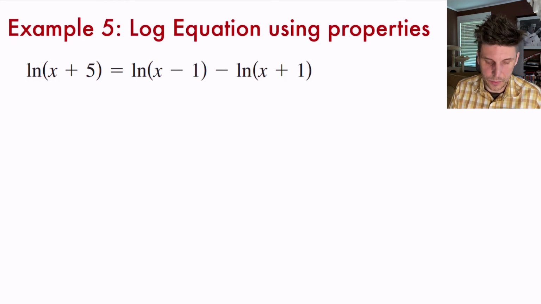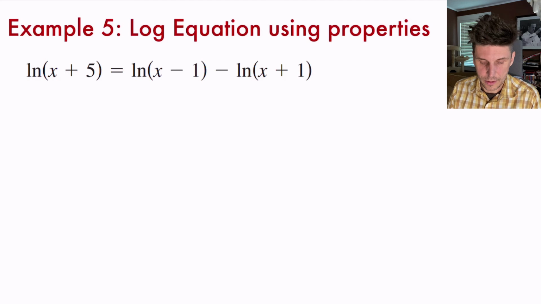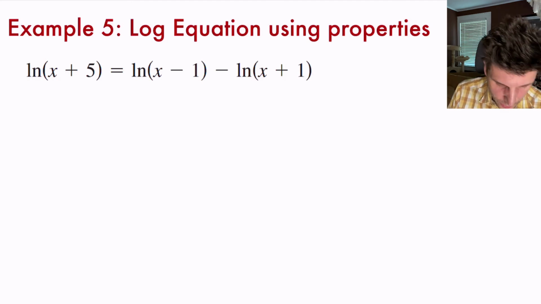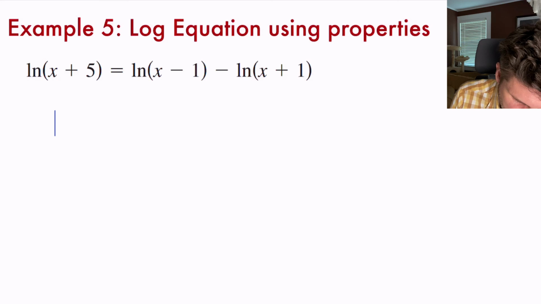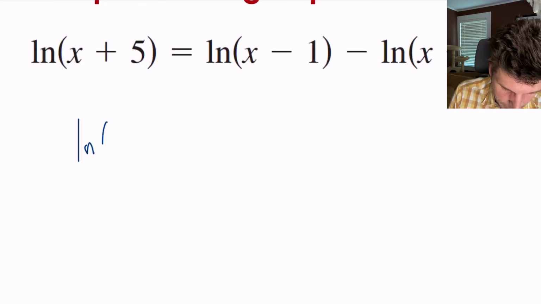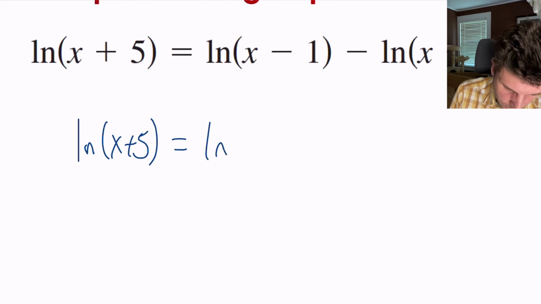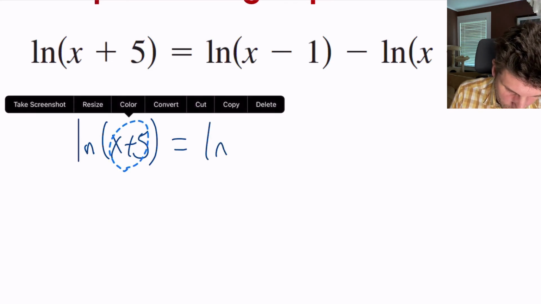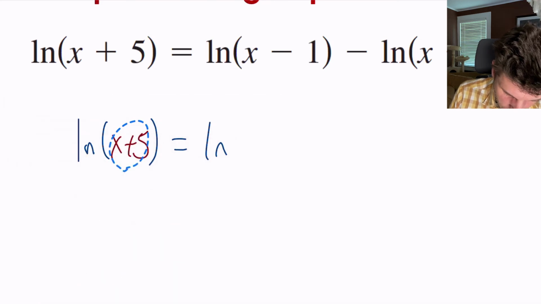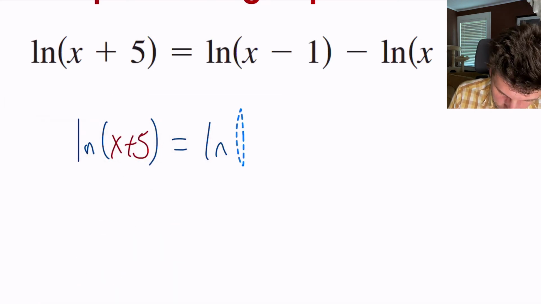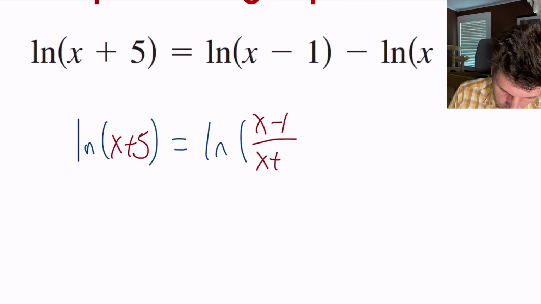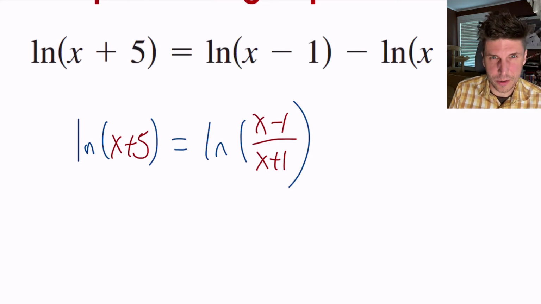So in this case, how can we get a single logarithm on the right side? We have to use that quotient property. So I'm going to rewrite this as ln of x plus 5 equals ln, and you know what, just for fun, let's color code our arguments red. And then we have ln of x minus 1 over x plus 1. Okay, and now you can set the arguments equal to each other.